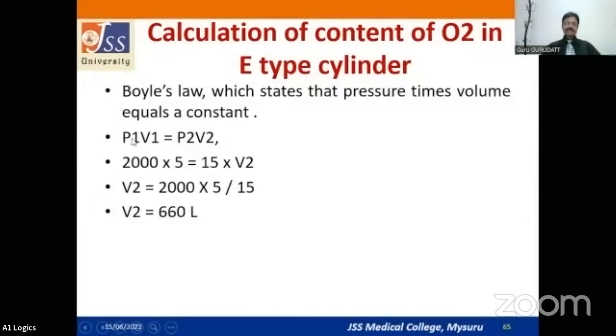P1 is the gauge pressure once you open the cylinder. A fully loaded oxygen cylinder will have 2000 psig. The volume of the E-type cylinder is 5 liters. We know the P2 at which we will be using it, that is atmospheric pressure of 15 psi. If you want to know V2, you can easily calculate 2000 multiplied by 5 divided by 15, which is 660 liters. So a fully loaded oxygen E-type cylinder holds about 660 liters. If you are using about 3 liters per minute, you can use it for about 220 minutes.